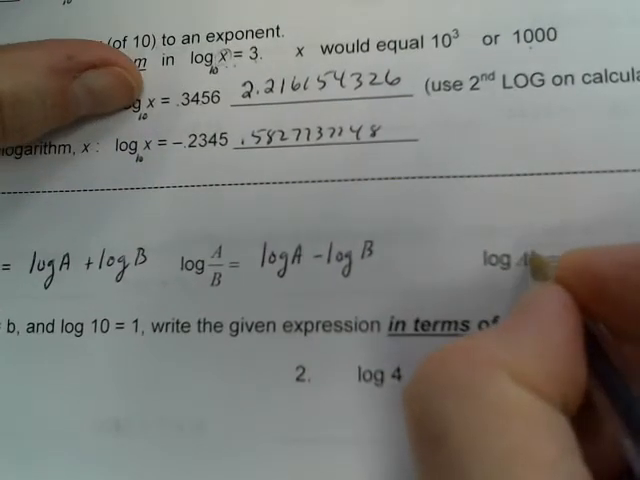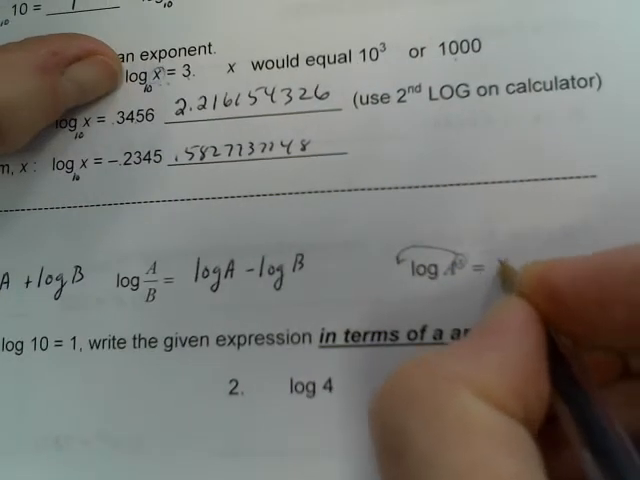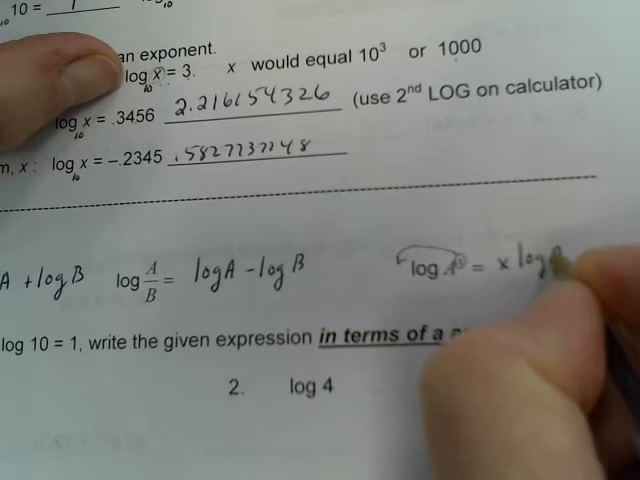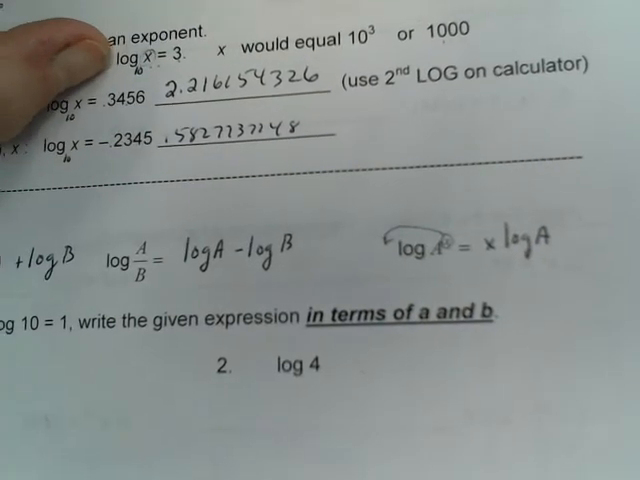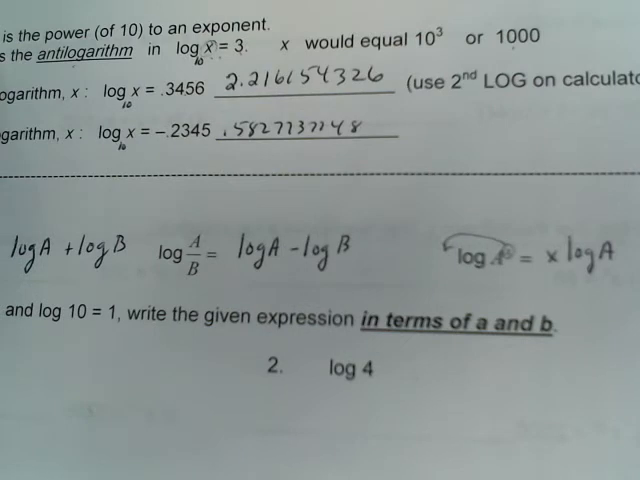And then if you have an exponent, you're going to circle this exponent, drop it way down front, and this is going to become x times the log of a. And those are the 3 rules that you need to know for logs. They're not that complicated, hopefully. Let's see if I can focus this a little bit better.